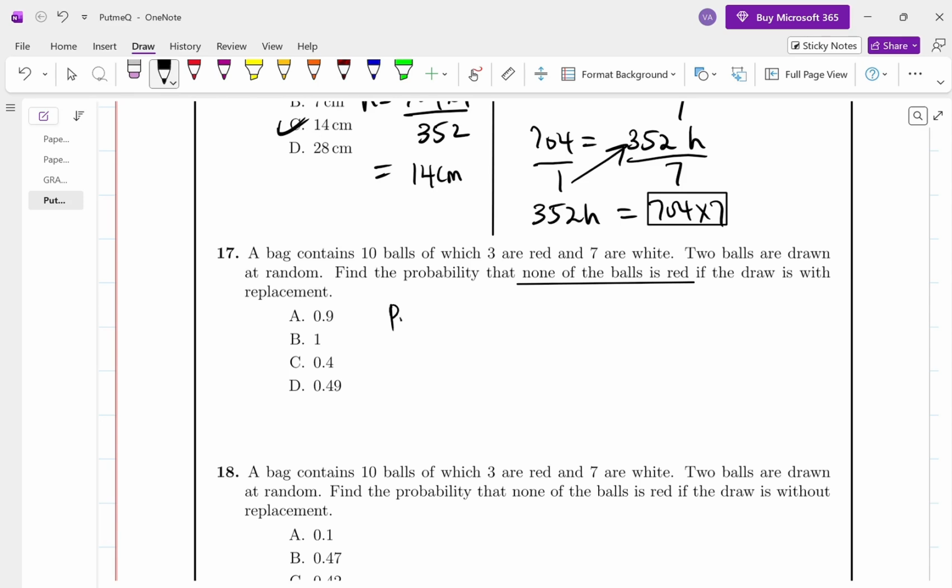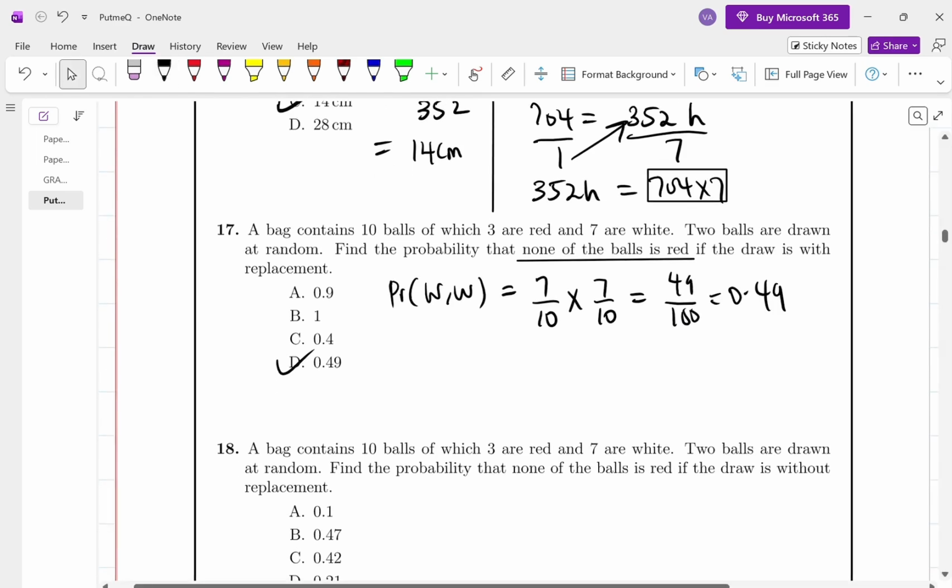So probability of white, because 2 balls are drawn. Since they don't have to be red, they have to be white. So there are 7 white balls out of 10, because there are 10 balls in total and 7 are white. The first time you pick is going to be 7 out of 10. Then times the second ball is also going to be 7 out of 10, because the first one you picked, you replaced it. So you put it back. So that will be 7 over 10 times 7 over 10. So 7 times 7 is 49 over 100. So that's 0.49. So the answer for that one is going to be D.